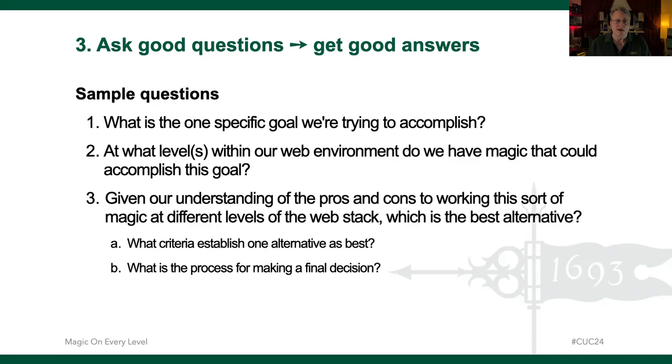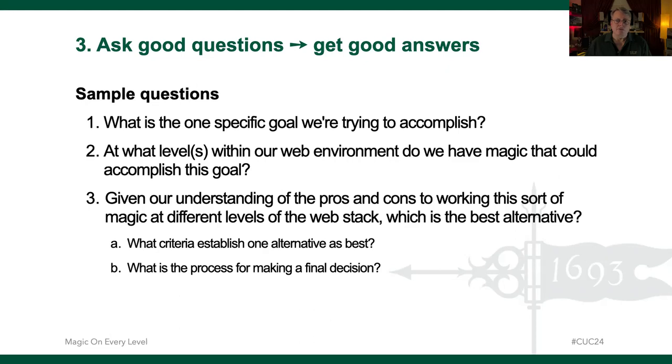Here, we want to identify all of the services and technologies across all levels of our web environment within which we could theoretically implement a solution to meet the goal. Sometimes we find the goal can literally only be met at one level or with one technology. Other times we find several levels at which the goal could be met. Finally, we ask, given our understanding of the roles and services within our web stack, as well as the strengths and weaknesses, which one is the best alternative?